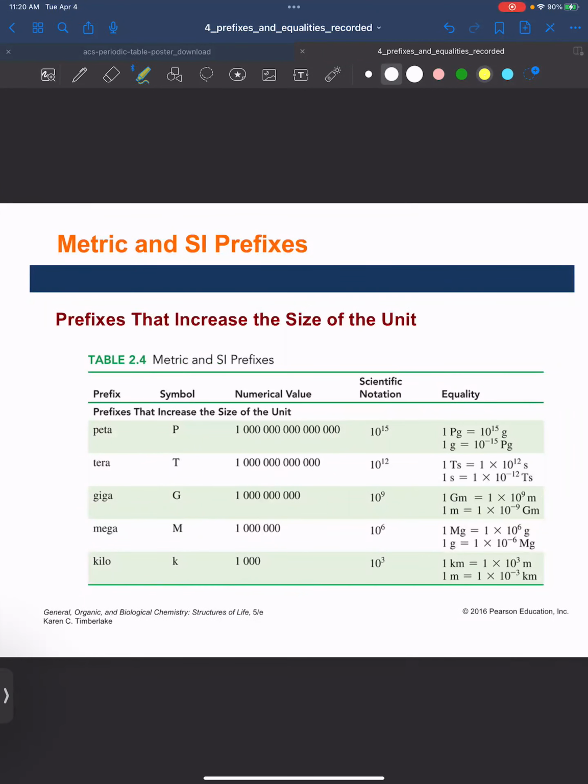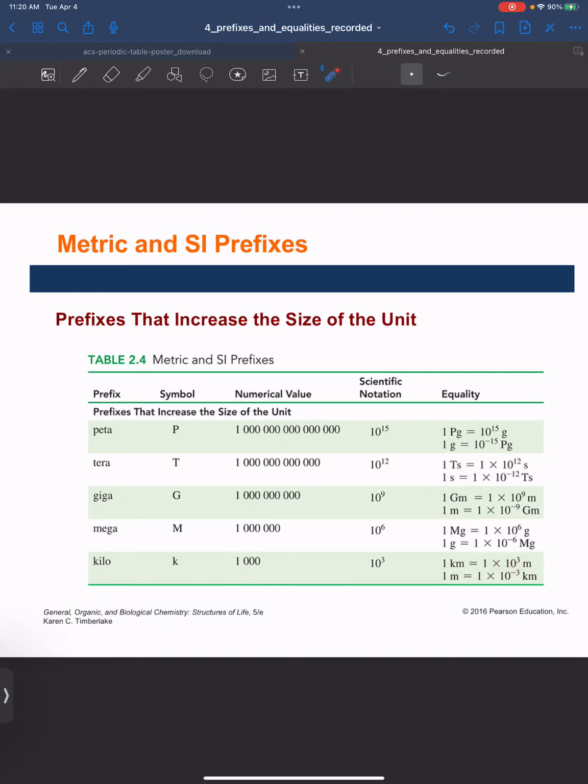So there are prefixes that increase the size of the unit, and we'll talk about those first. So for example, the more common one you may be familiar with is kilo, which is abbreviated lowercase k. And it makes the unit 1,000 times bigger. So for example, if I have 1 kilometer, then that is 1,000 meters. So kilo represents 1,000.